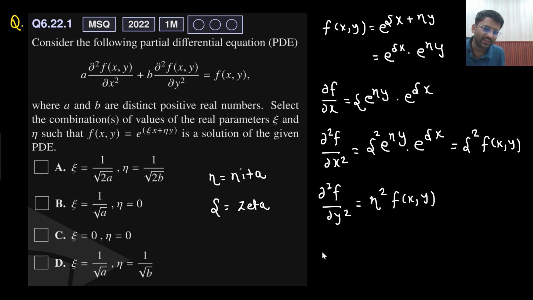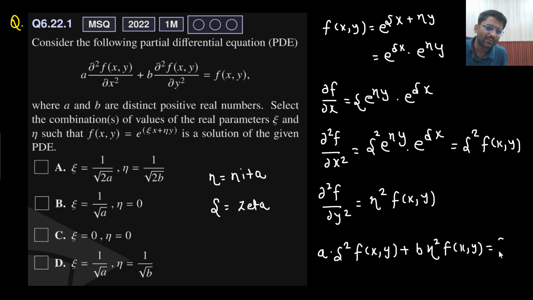Simply put it in the equation. So it will come out to be a times zeta square f of x, y plus b times eta square f of x, y equals f of x, y. Right? So f of x, y, f of x, y, f of x, y can get cancelled out. What are you getting?